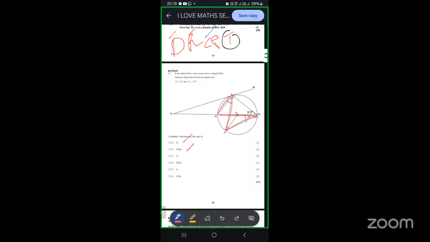Yes, sir. But I thought we were doing angle LQO and P. Angle what? Angle L2Q. This one here, right? Yes, sir. Yes, that's the angle that we were looking for.